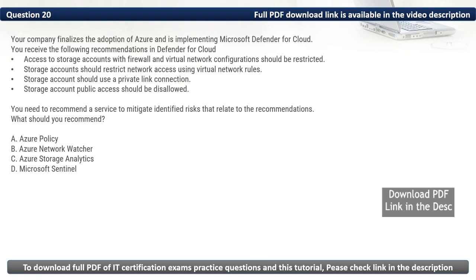Question 20. Your company finalizes the adoption of Azure and is implementing Microsoft Defender for Cloud. You receive the following recommendations in Defender for Cloud. Access to storage accounts with firewall and virtual network configurations should be restricted. Storage accounts should restrict network access using virtual network rules. Storage account should use a private link connection. Storage account public access should be disallowed. You need to recommend a service to mitigate identified risks that relate to the recommendations. What should you recommend?